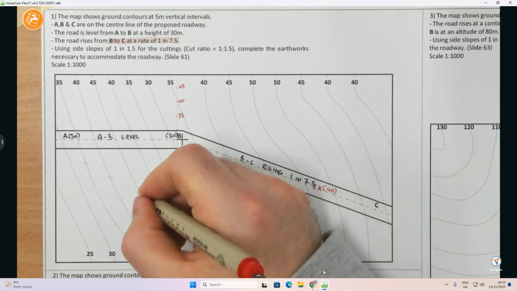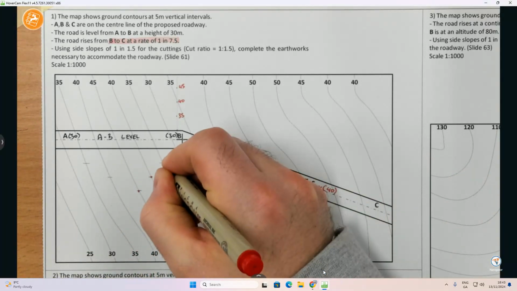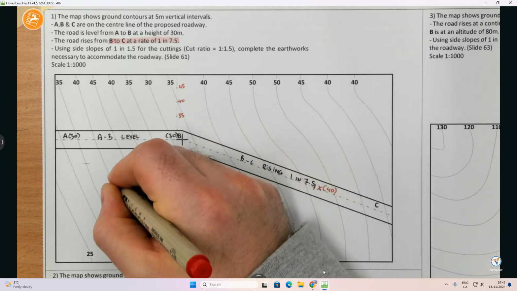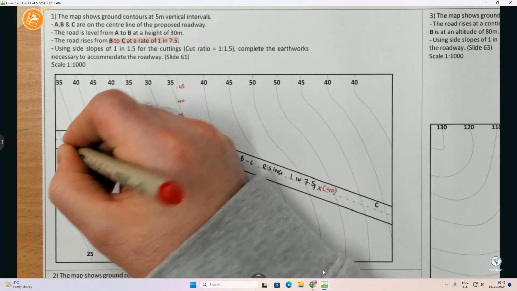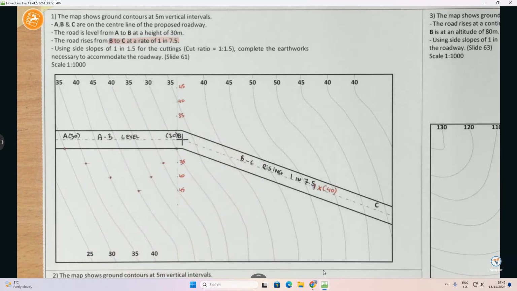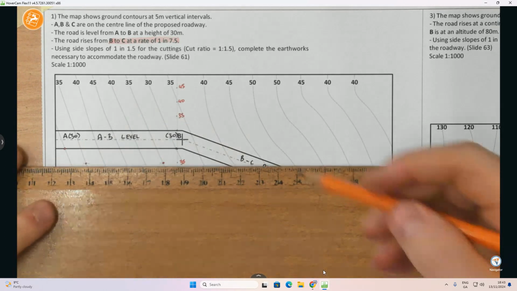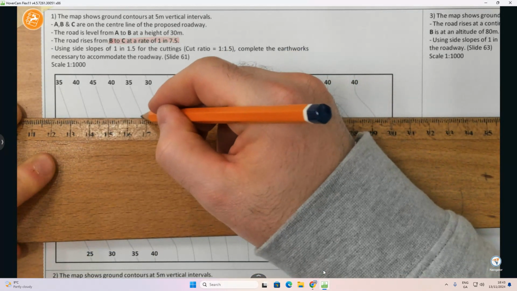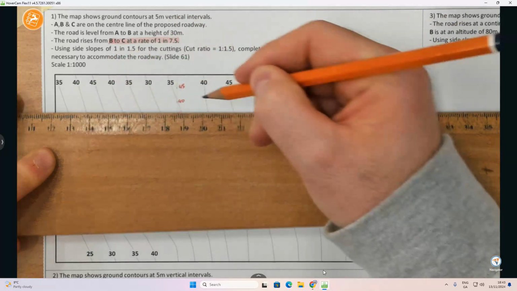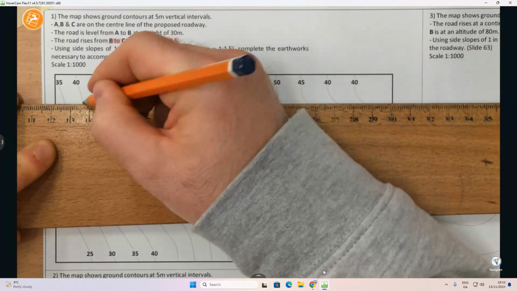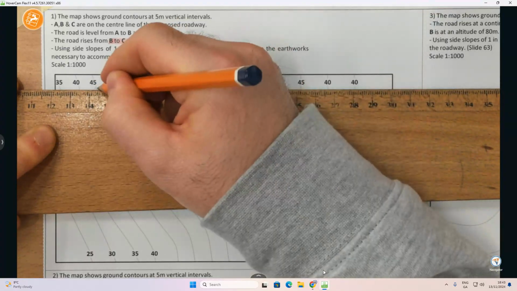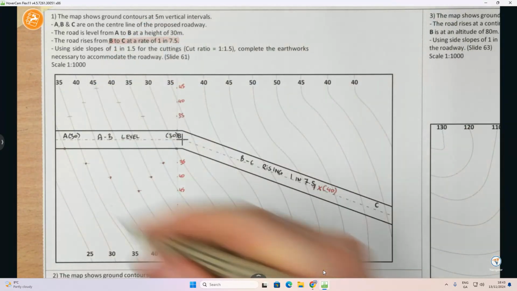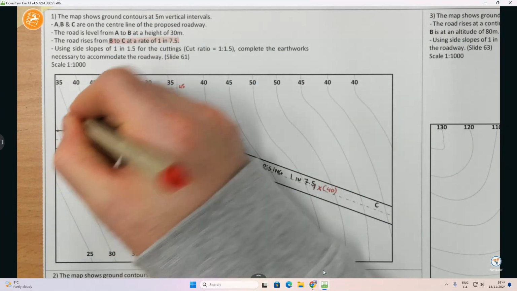So I'm going to put in my little marks there. It's 30 right here, and there's another 30 right there. Okay, that's the bottom side of it. Now I'm going to do the top side. So 35, 35, 40, 40, 45. Okay, let's put in our little marks. There's the 30.